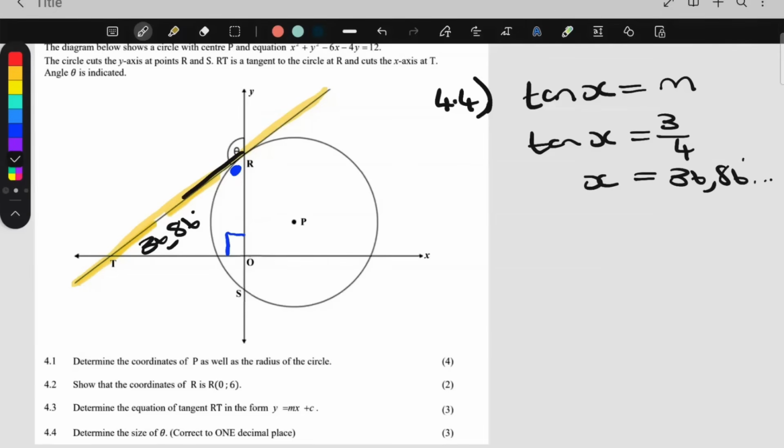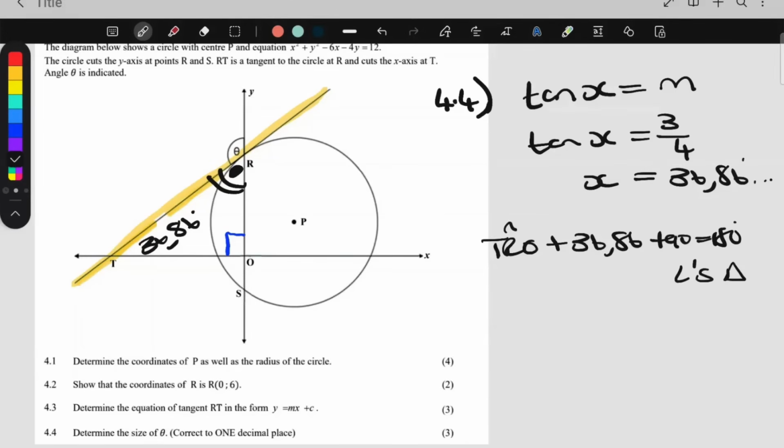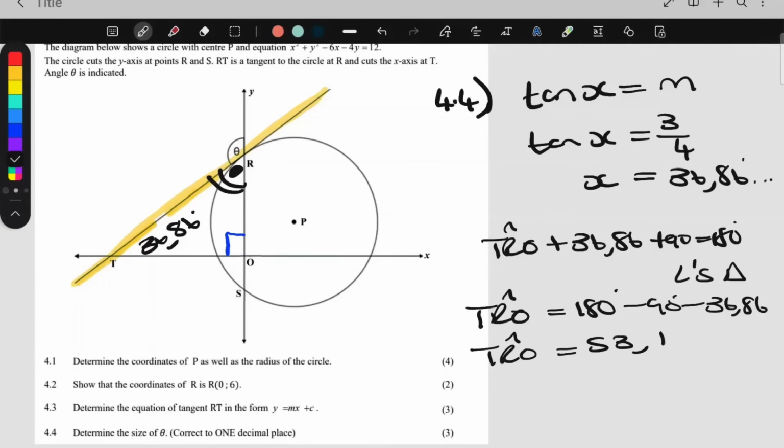So this angle over here is 36,86. Then I'm going to use interior angles of a triangle to find this angle over here. I'm going to call that angle T, R, O. So I'm going to write TRO plus 36,86 plus 90 must give me 180, angles in a triangle. So angle TRO is 180 minus 90 minus 36,86, and then I get TRO to be 53,14.